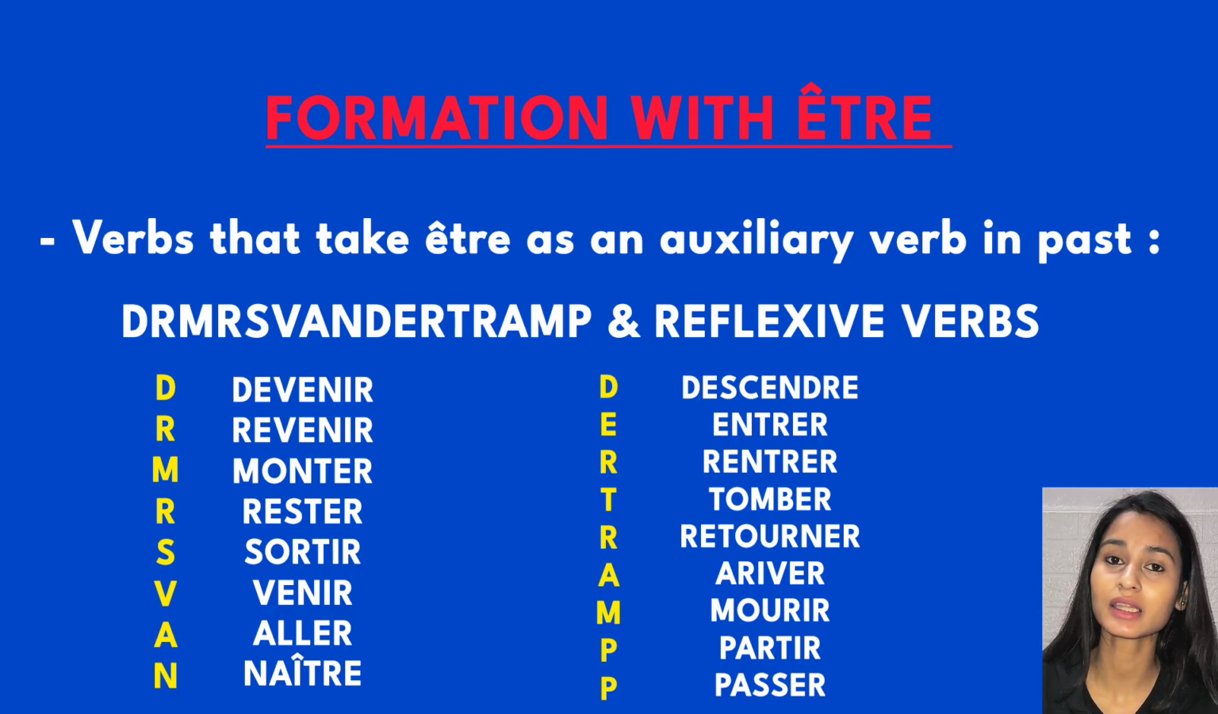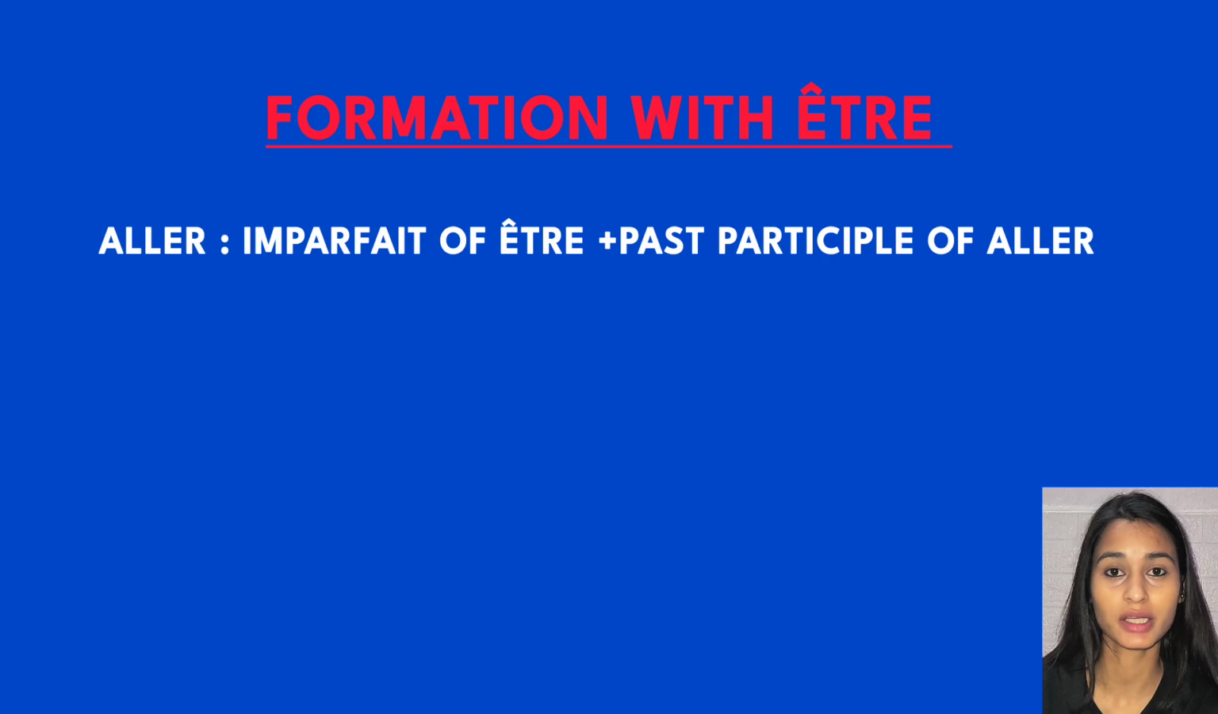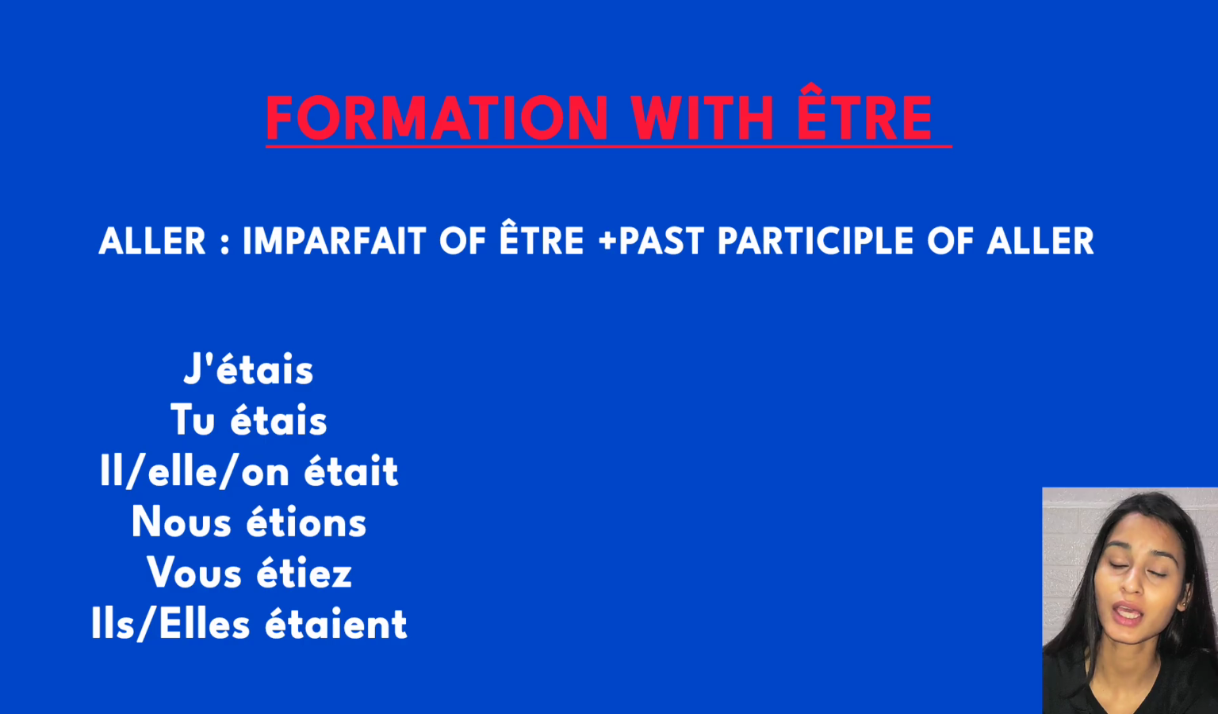So here I am taking the verb aller to conjugate in PLUS-QUE-PARFAIT. So first I'll conjugate être in imparfait, which are j'étais, tu étais, elle était, nous étions, vous étiez, and elles étaient. Now I'll add the past participle of the verb aller, which is allé.